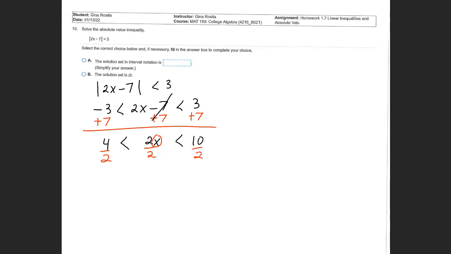Now go to the next one. 4 divided by 2 is 2, less than, this cancels and becomes 1, x less than 10 divided by 2 is 5. You have to write it in interval notation. This is open, so just write 2, 5 in the middle. Now go to the next one, number 11.